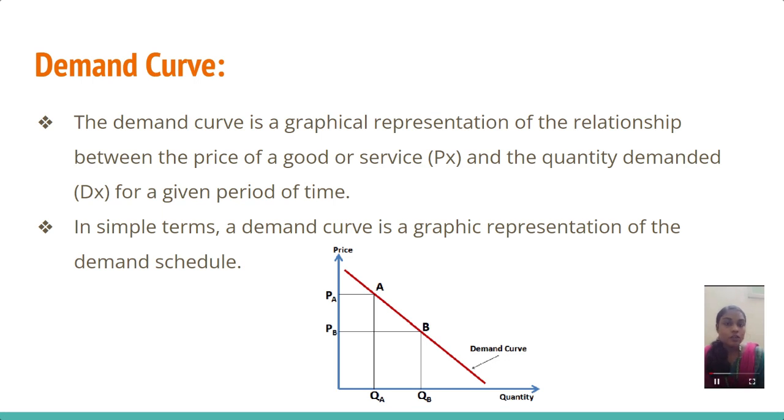A demand curve. It is basically the graphical representation that depicts the relationship between the price of the commodity and the quantity of the commodity that is demanded. As you can see, when the price of the commodity is high, the quantity demanded is low, and when the price is low, the quantity of the commodity that is demanded is high.